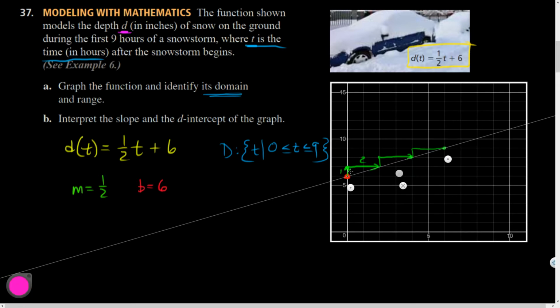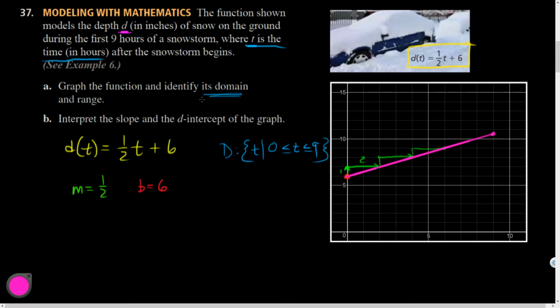Now, notice my graph only exists in quadrant 1. And technically, notice I'm stopping my graph right here. Why did I stop my graph there? Yeah, only up to 9 hours, so that's why I didn't keep going forever. So this is what we got.